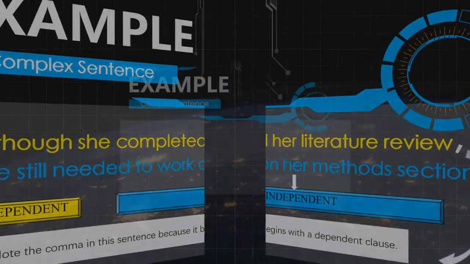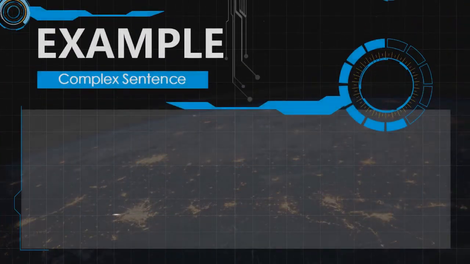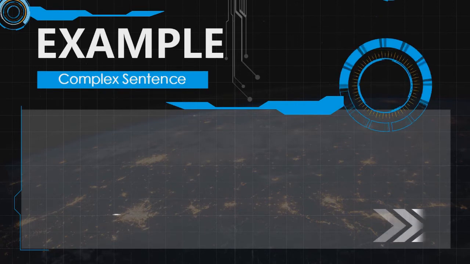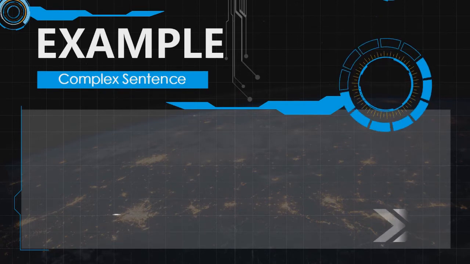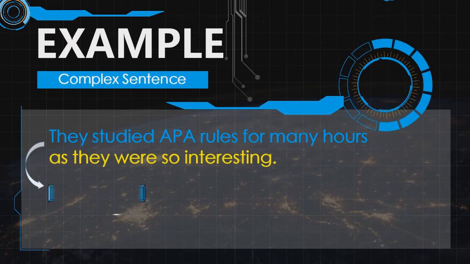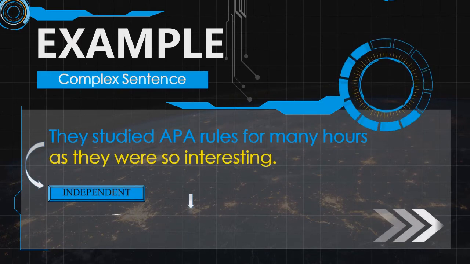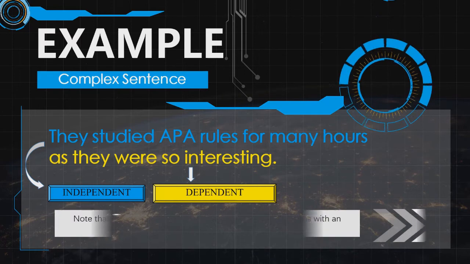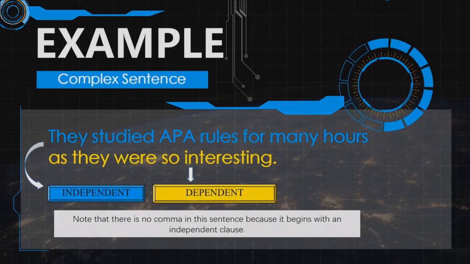Example number 2: They studied APA rules for many hours as they were so interesting. They studied APA rules for many hours is an independent clause. As they were so interesting is a dependent clause. Note that there is no comma in the sentence because it begins with an independent clause.